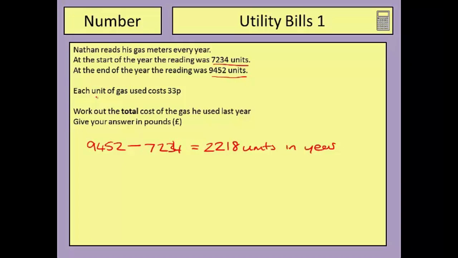Next I need to consider that each unit of gas used costs 33 pence. So we used in total 2,218 and each one of those costs him 33p, and I'm putting it in terms of pounds here because at the end it says it wants my answer in pounds. So instead of typing 33 I've made this £0.33, and when I type all this in, this gives me a total for the year of £731.94 as his final gas bill.